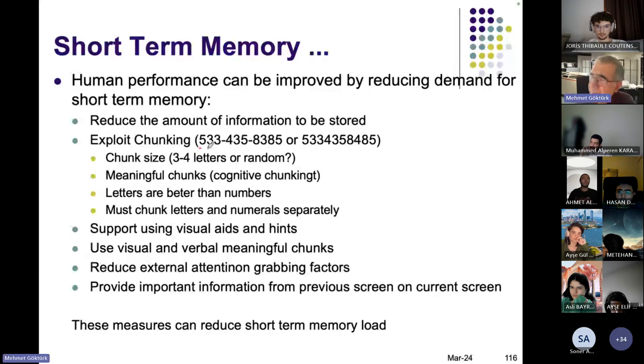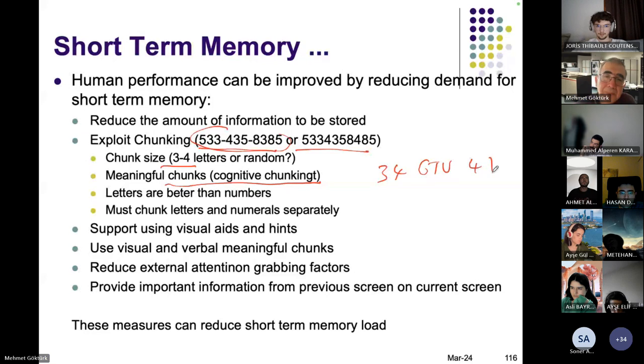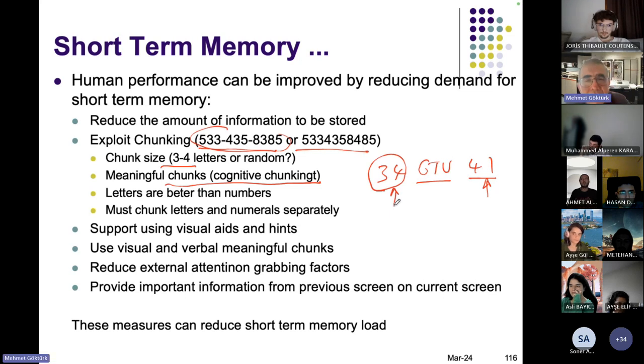We exploit chunking. Instead of using this, try to chunk it. Chunk size is generally accepted as 3-4 letters at random. Meaningful chunks are more memorizable, such as 34, GTU, 41. This license plate is more easily transferable to the scratchpad because your existing mental model has 34, GTU, and 41. This is for Istanbul, and this is for Kocaeli. So meaningful chunks are more easily stored.